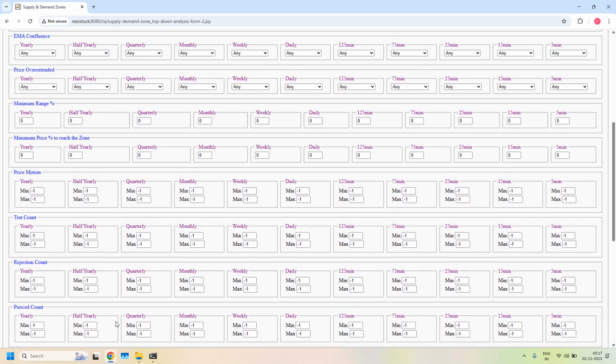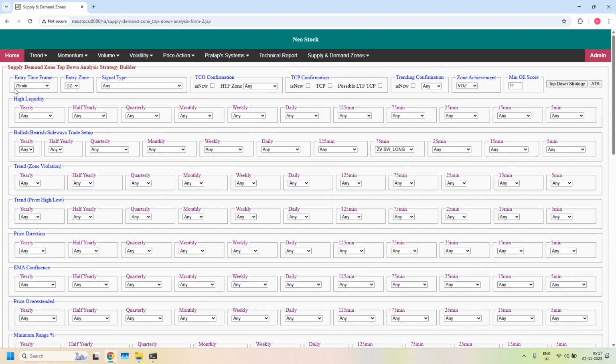That is the pierced count. Pierced count at the 75 minutes time frame should be 0, so minimum value 0, maximum value 0. That means the pierced count should be 0. Pierced count 0 means the zone is not pierced. Which zone? Whatever zone you select here. We selected the 75 minutes demand zone, so it is not pierced.